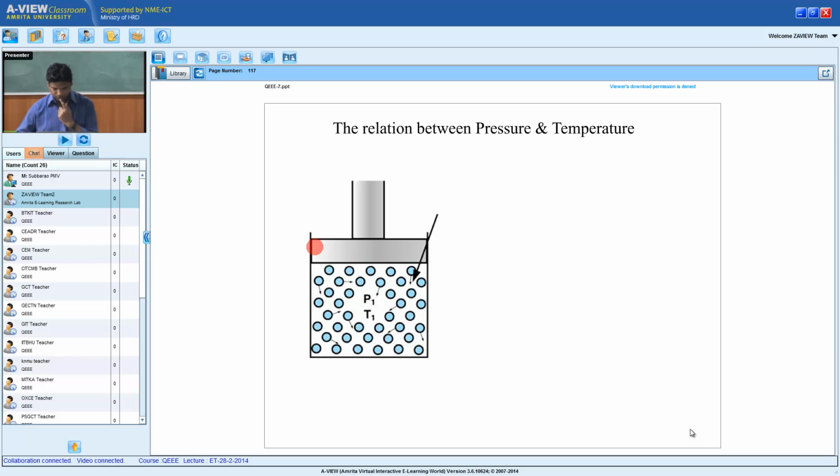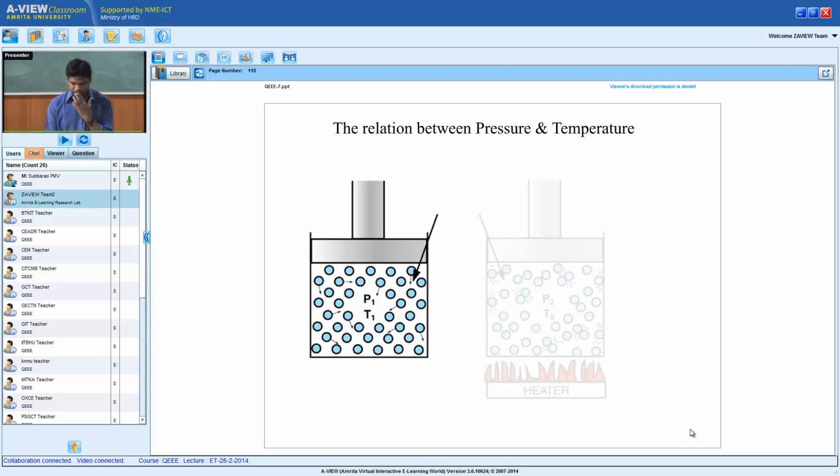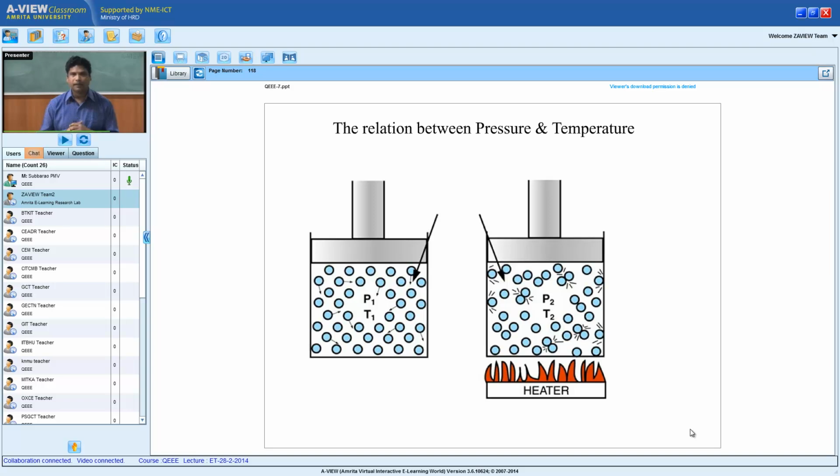Let us say I'm locking here. I'm also locking here. Because of the locking, now whatever you do, the piston cannot move. What does it mean? It is a constant volume. Now what I am doing with this particular system, with this constant volume, I am heating it. Because I have locked this one with the constant volume, the volume will remain constant.